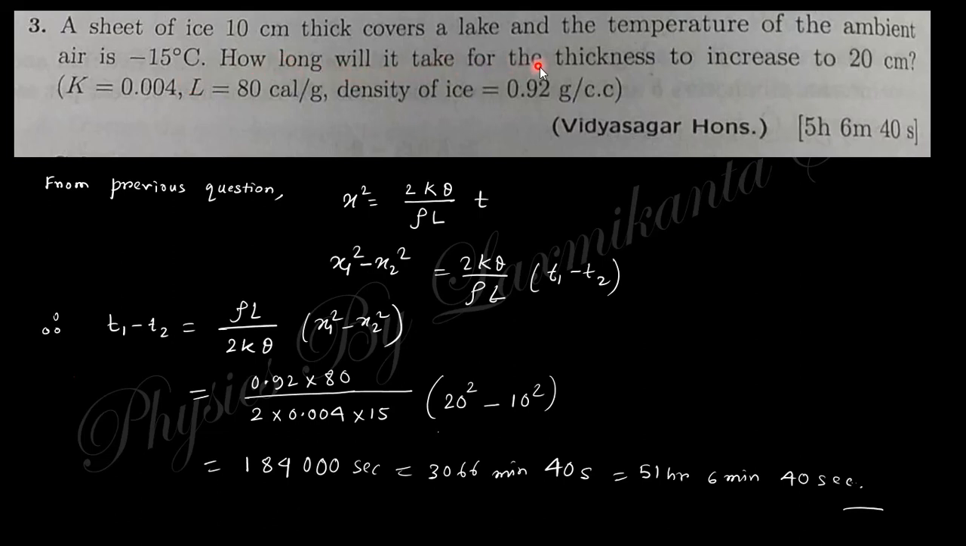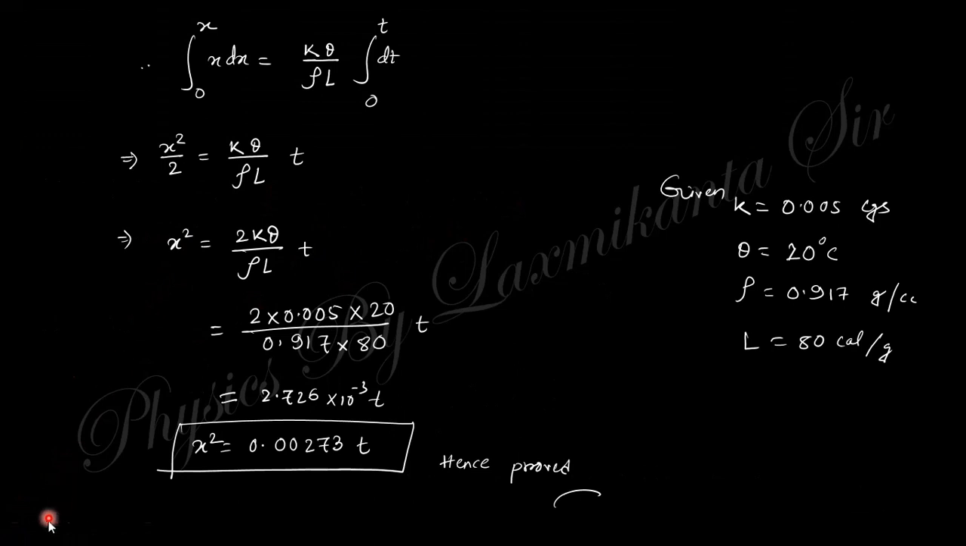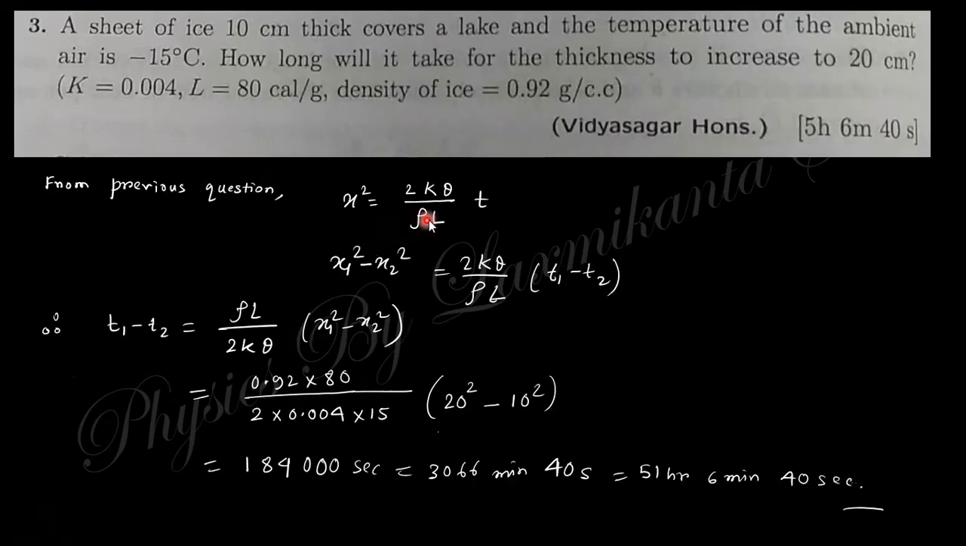How long will it take for the thickness to increase to 20 centimeters, given the density? In the previous question we found the expression x square equals 2kθ ρL by T. At time t equal to t1 this will be x1, and at t equal to t2 this will be x2. So over the two-time separation you will get this.